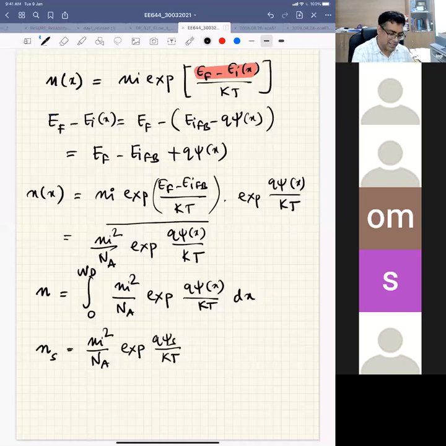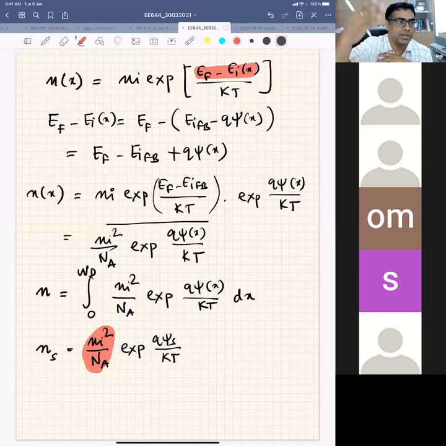So in the beginning, we have very few electrons. If you look at this number, Ni square by Na, when psi s is 0, when there is no gate voltage, I have Ni square by Na number of electrons. Now this number of electrons is increasing exponentially as you go on increasing gate voltage, right? But in the depletion condition, the total number of electrons is less. The total number of electrons, see, this is the important point.